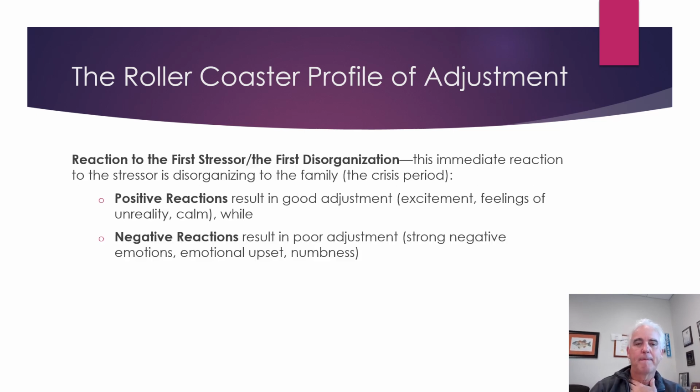Next slide, please. Now, the first stressor, or the first disorganization. It's the immediate reaction to the stressor that is disorganizing the family. This is the crisis period. There are positive reactions which result in good adjustments, maybe excitement or feelings of unreality or calm, while there are also negative reactions which result in poor adjustment: strong negative emotions, anger, sadness, fear, emotional upset, or a kind of numbness, just not even dealing with it.